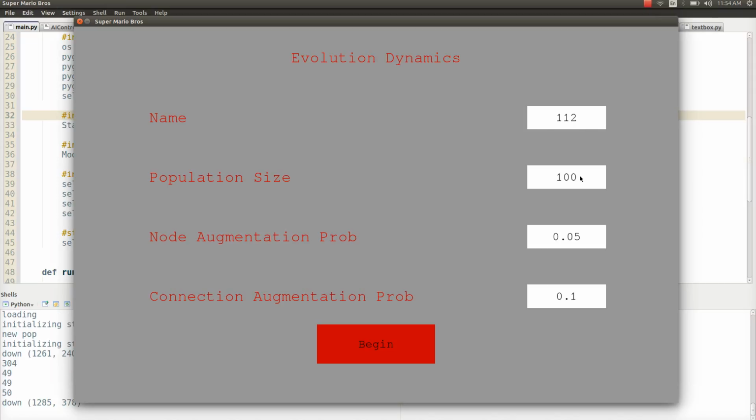Let's, for all intents and purposes, give it a population size of 6. Much larger is preferred in the Neuroevolution algorithm. Node augmentation probability. This is the probability that a node will be added to the neural network. Let's just make it insanely high, like 0.5%, which again is not ideal. And the connection augmentation probability is the probability that a connection is created between nodes each generation. So let's make that also incredibly high.